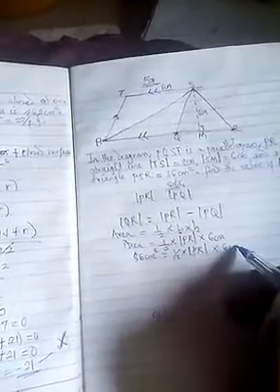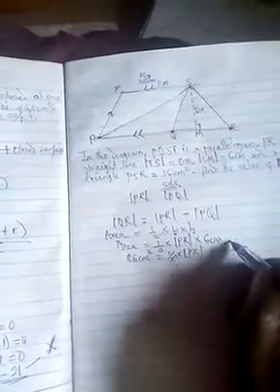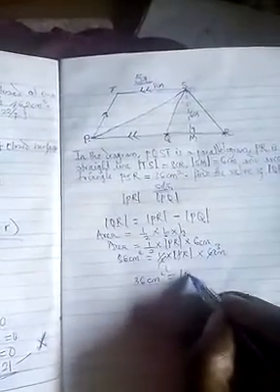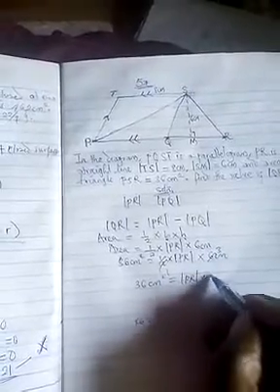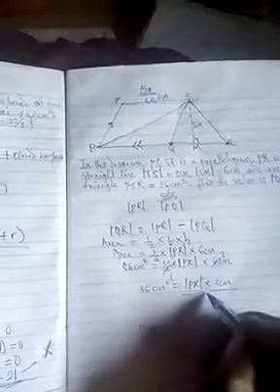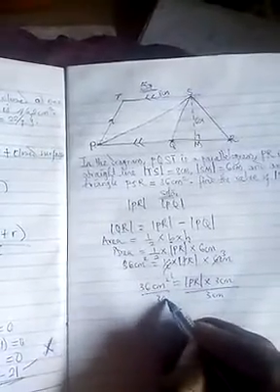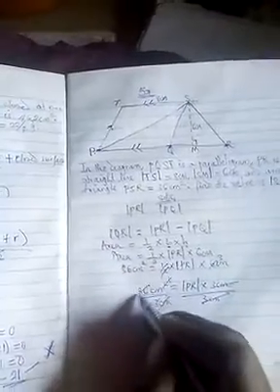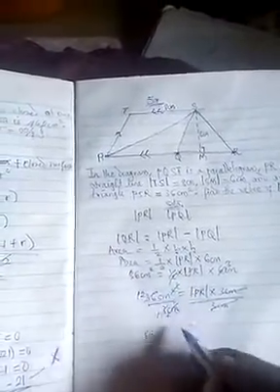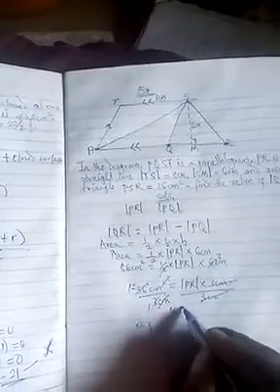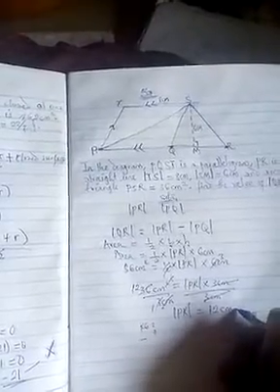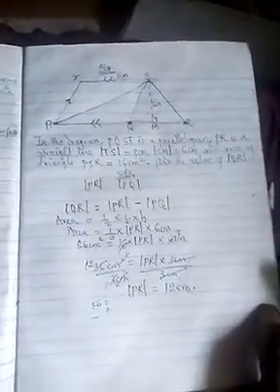times 6 centimeter. Half of 6 is 3. So we have 36 centimeter square equals length PR times 3 centimeter. We can divide both sides by 3 centimeter, so the centimeter cancels. 3 into 36 is 12 centimeter. So length PR equals 12 centimeter.